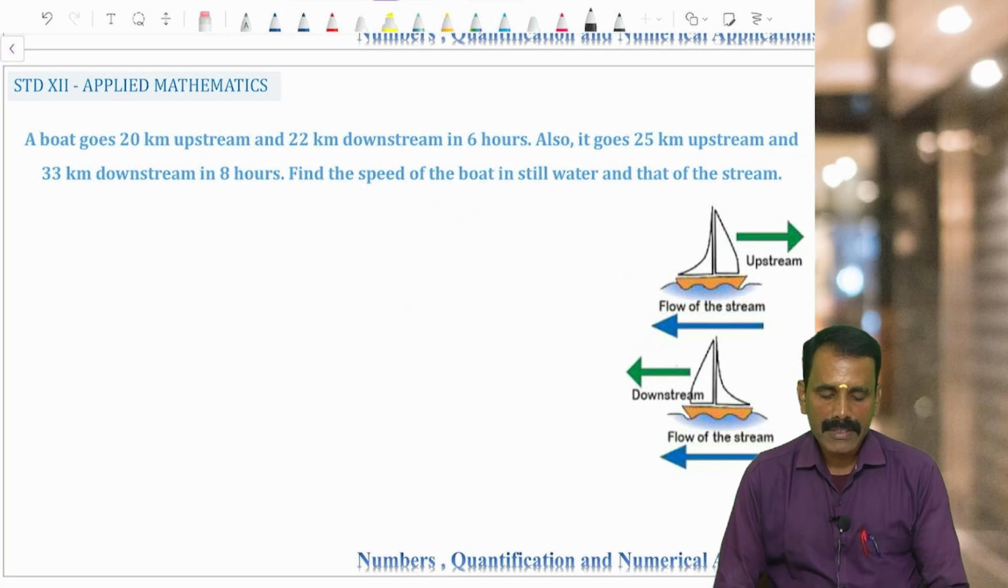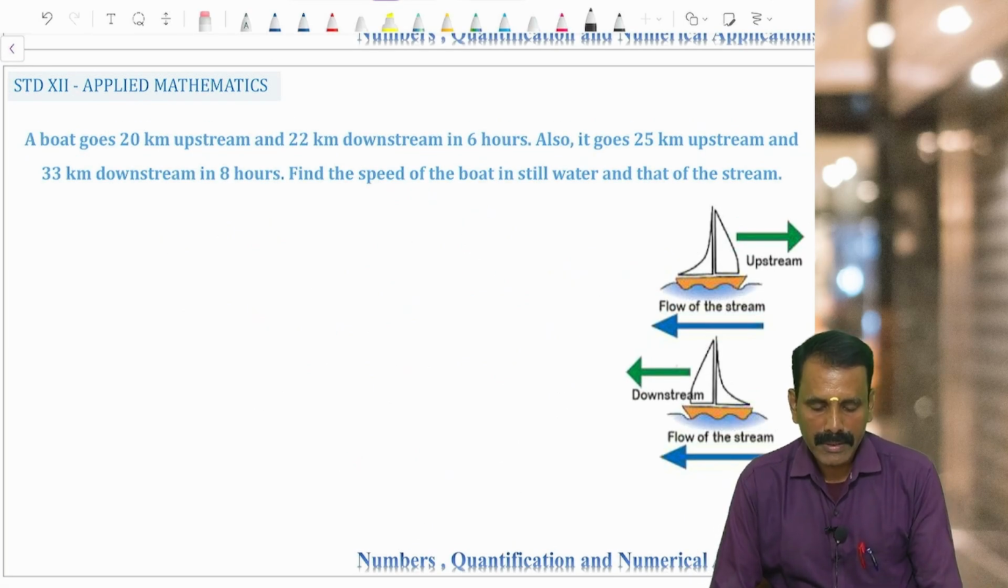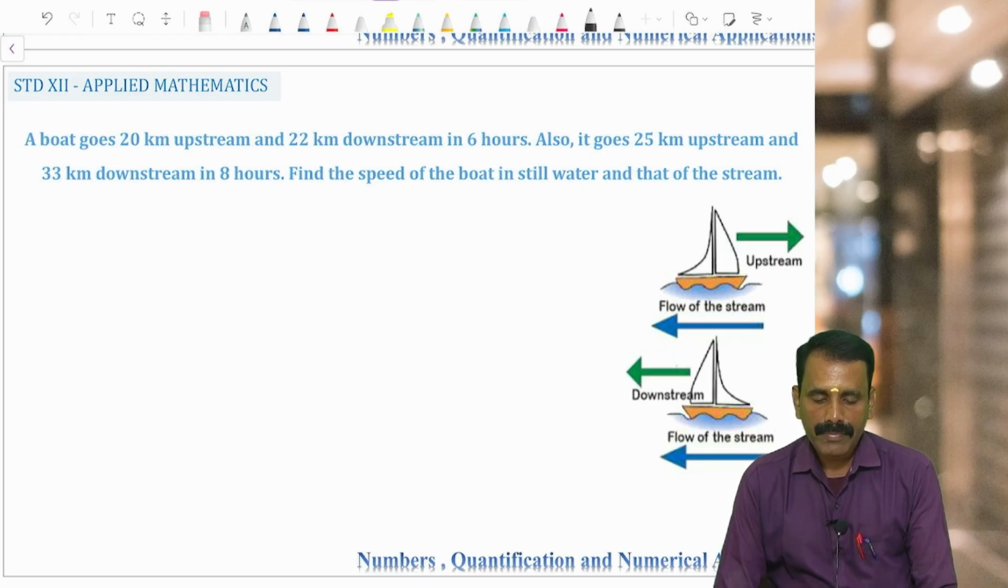Here we are having another interesting problem. A boat goes 20 km upstream and 22 km downstream in 6 hours. Also, it goes 25 km upstream and 33 km downstream in 8 hours. We are supposed to find the speed of the boat in still water and that of the stream.